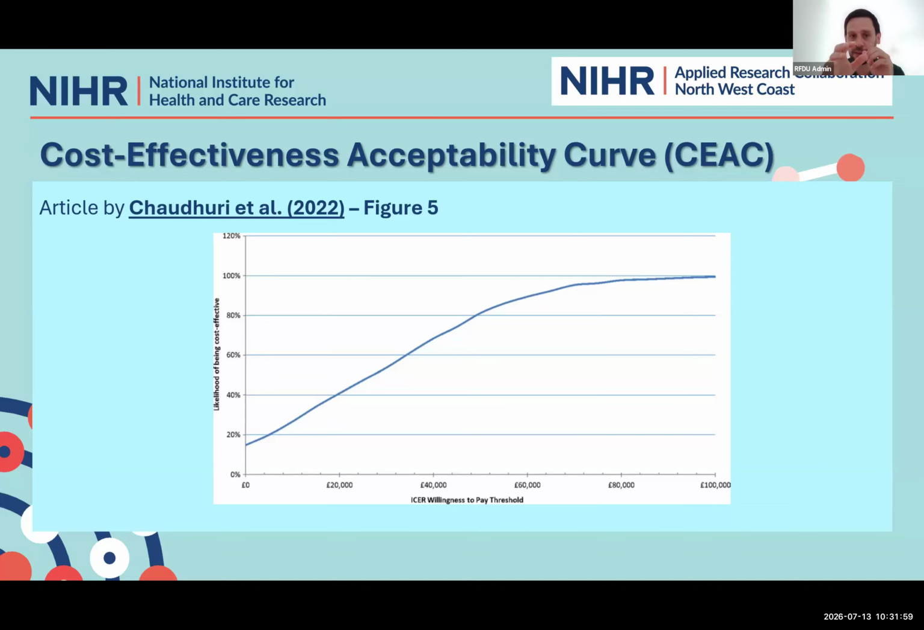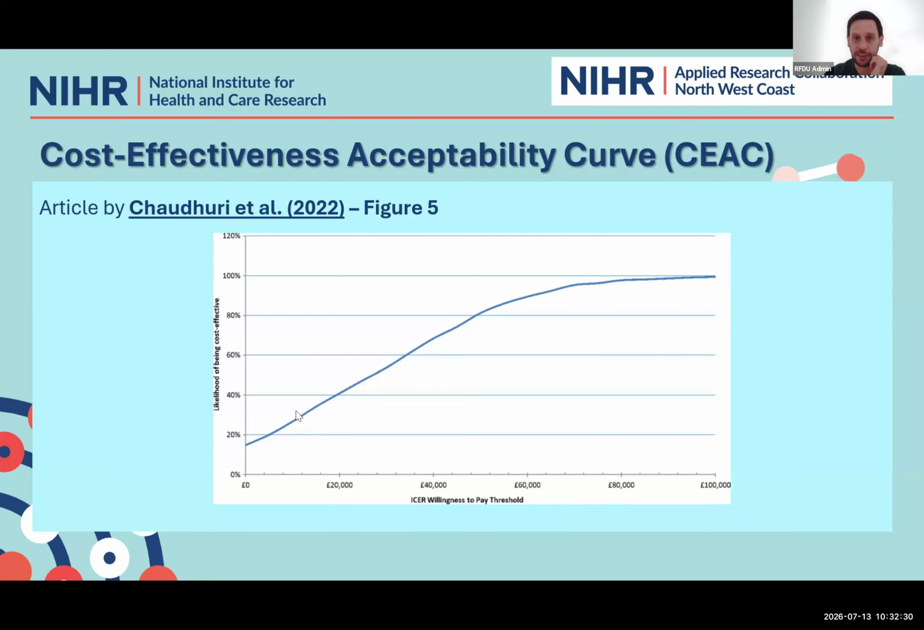So with this curve, which I'm going to show you an example of now, we try to understand, if there are different thresholds, how much our interpretation of the cost effectiveness results will change. In particular, we're trying to compare the willingness to pay threshold against the likelihood of the intervention being cost effective. So you can see this likelihood on the vertical axis and the willingness to pay threshold on the horizontal axis.